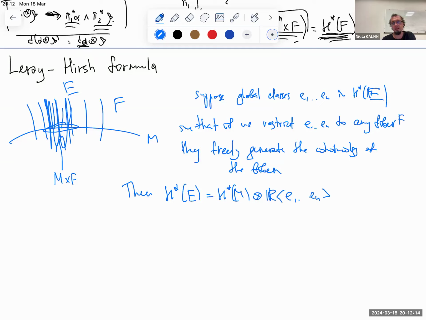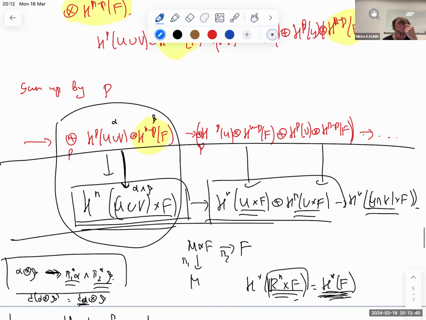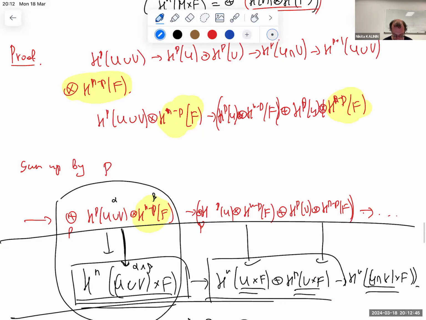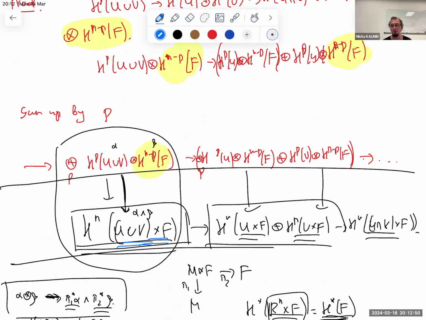So what I mean here is that if there are such good classes over the fibration, such that their restrictions to every fiber form a kind of basis, then this Künneth formula is true globally, not only locally. So how to prove it? Again, we just look at the Mayer-Vietoris sequence here. We just do all the same. Instead of U, V times F, we consider this part of the fibration over U union V.